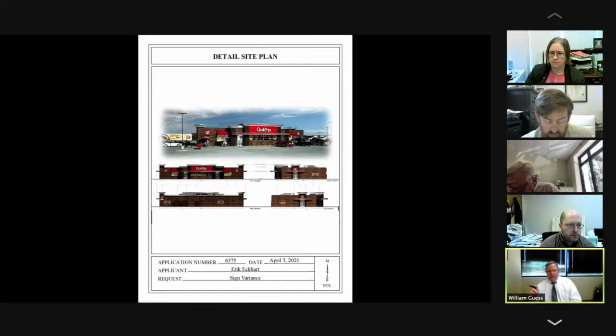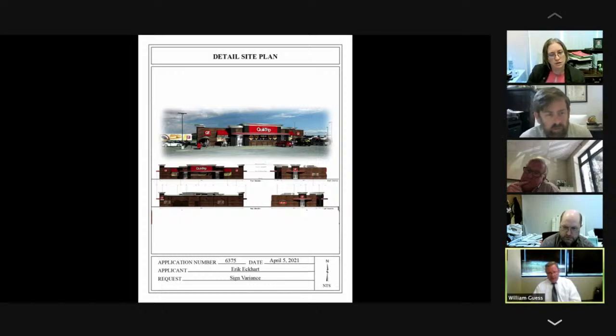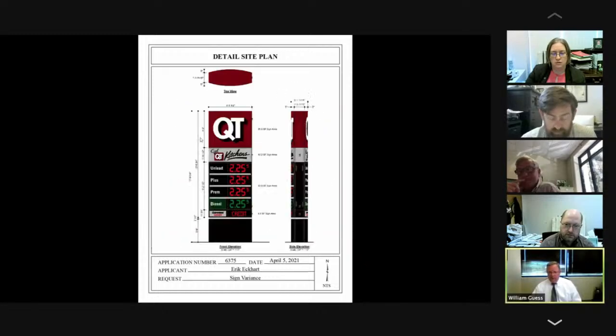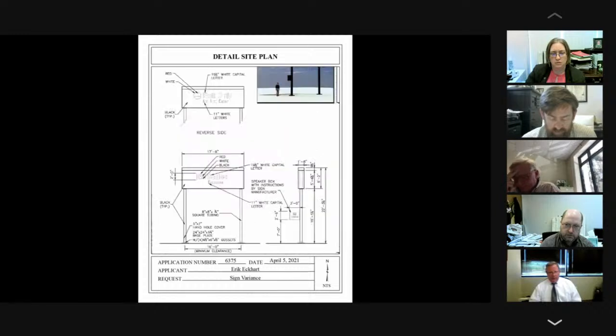Any questions of the board for Mr. Eckhart? Okay, my thought is that I'm just going to ask Mr. Golden, the QT logo brand is very similar to some of the other applications we've had from other fuel vendors, and in line with some of their branding efforts that we've seen with some of the other applications. Anyway, Mr. Golden, you had a comment or question?